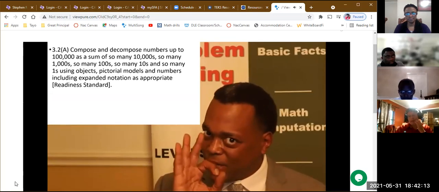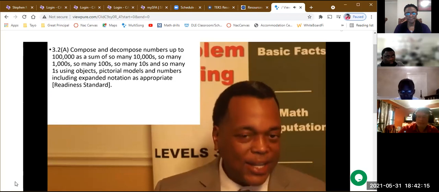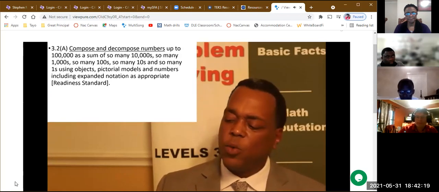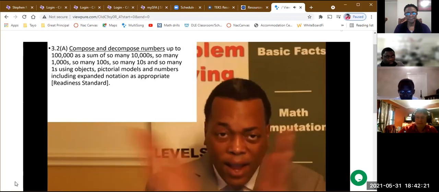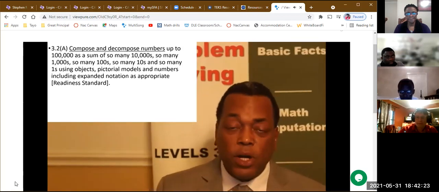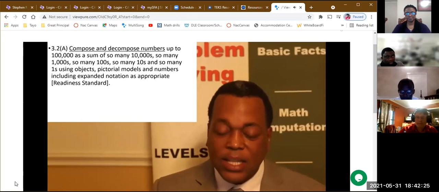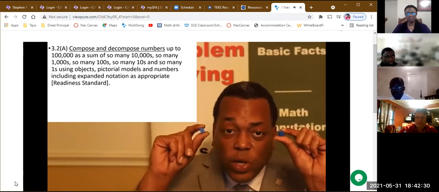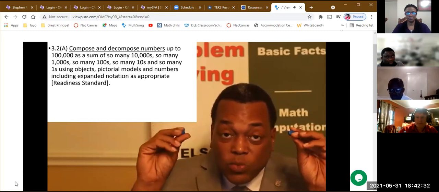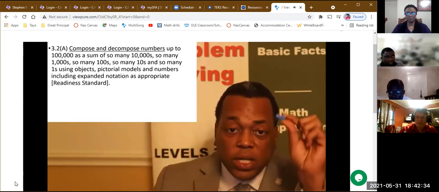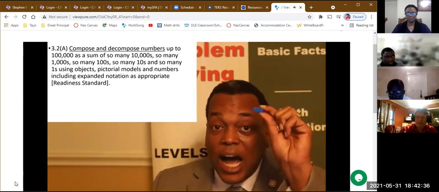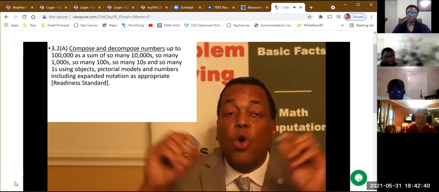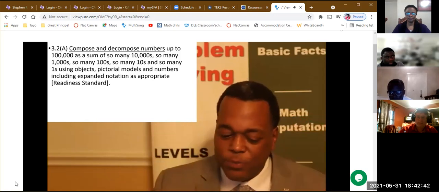Now, I'm going to break that down into three different parts so we can understand it. The first part is to compose and decompose numbers. Now, the word compose means to put something together. And what we're going to be putting together are base 10 blocks. Base 10 blocks begin with units. This is 1 unit, and this is 1 unit. And we know that 1 unit plus 1 unit equals 2 units. I just composed a number. Now I'm going to decompose this back into 1 plus 1. That's the first part of this standard.